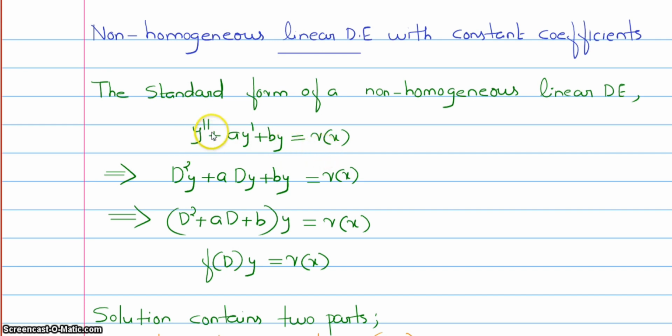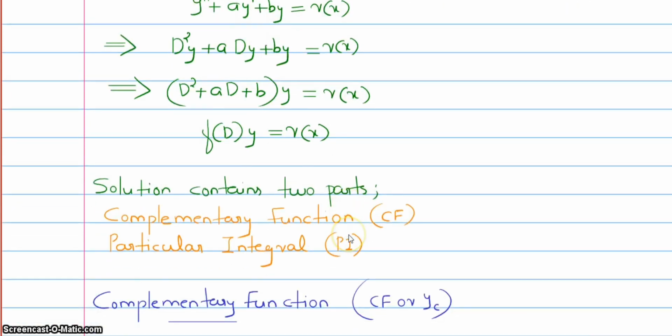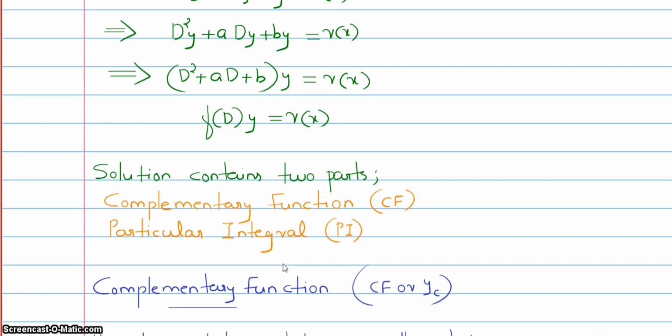Now replace y double dash by D square y and y dash by D y. Then taking y as common outside, we get D square plus aD plus b of y equal to r of x. And the solution will contain two parts, complementary function and particular integral. Now let us see what is the complementary function and particular integral.